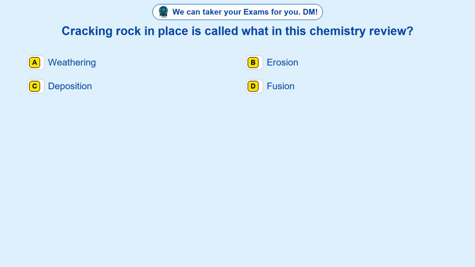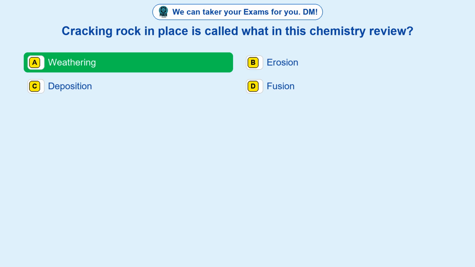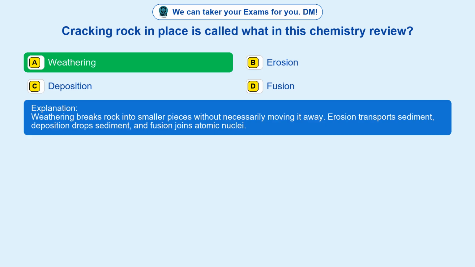Question 81. Cracking rock in place is called what in this chemistry review? Option A, weathering. Option B, erosion. Option C, deposition. Option D, fusion. The correct answer is option A, weathering. Weathering breaks rock into smaller pieces without necessarily moving it away. Erosion transports sediment, deposition drops sediment, and fusion joins atomic nuclei.